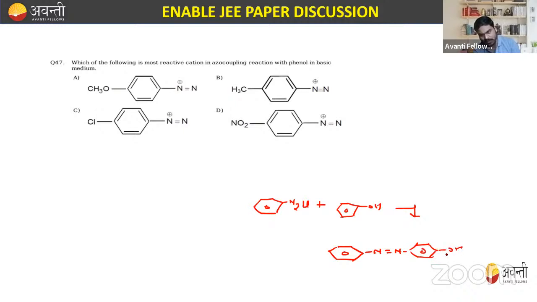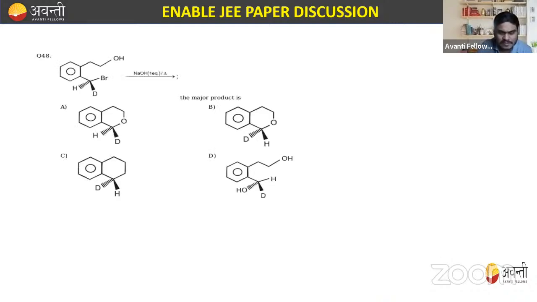Right? This is called an azo compound. Okay? Azo. Now in this question, which of the following is the most reactive cation in azo coupling reaction? This reaction is also known as a coupling reaction, right? With the phenol in basic medium.